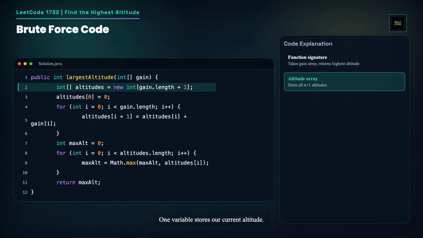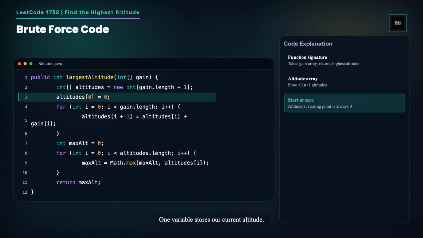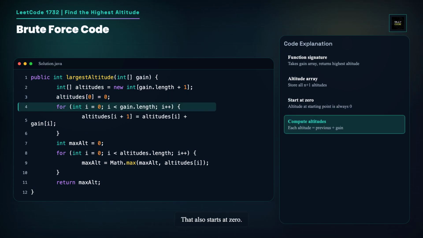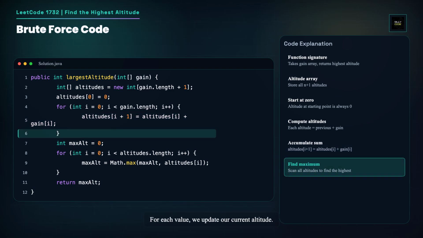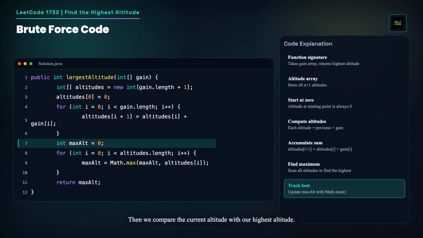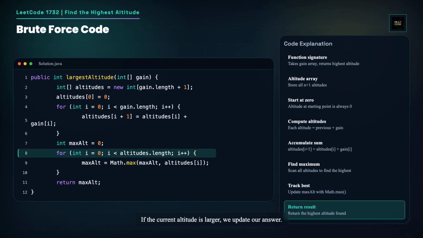First, we create two variables. One variable stores our current altitude. Initially, it's 0. The second variable stores the highest altitude we've seen. That also starts at 0. Now we go through every value in the gain array. For each value, we update our current altitude. Then we compare the current altitude with our highest altitude. If the current altitude is larger, we update our answer. Once we've processed the entire array, we simply return the highest altitude. The code is very small, but let's make sure it actually works.